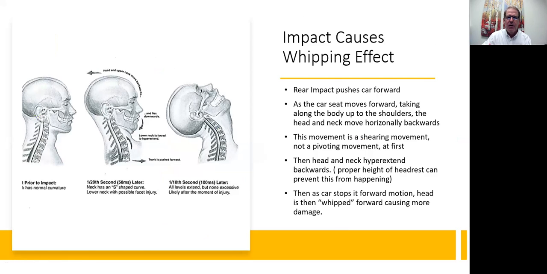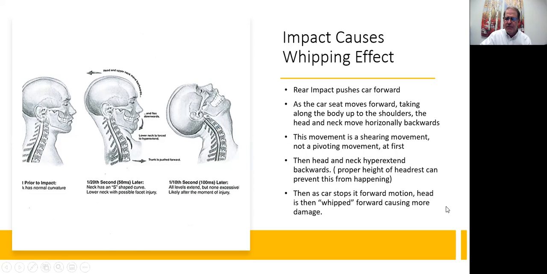So you've got a rear impact, it pushes that car forward, right? So your body, your chest, your legs, everything that is connected to that seat will go forward. What doesn't go forward is the neck and the head. And if you look at this second illustration here, that has actually been proven to be what happens to the spinal neck, the cervical spine. Instead of just a pivot, it actually translates backwards in a shearing motion.